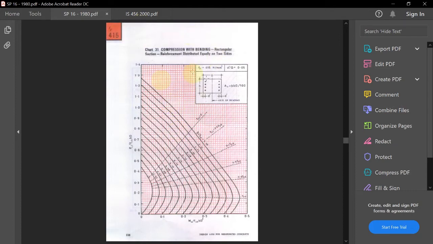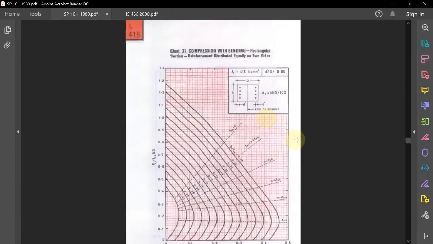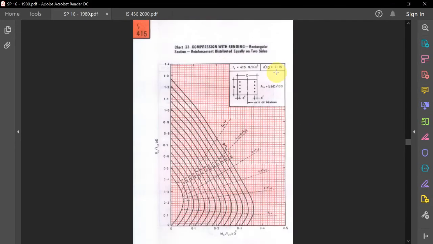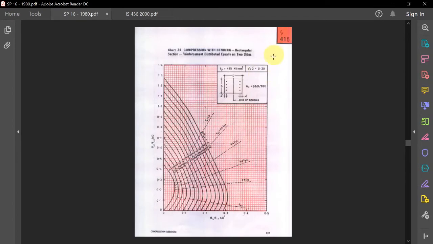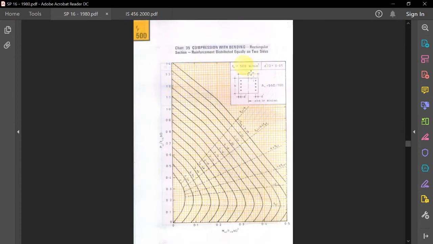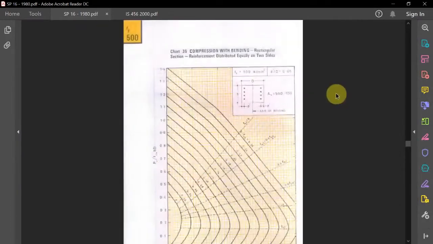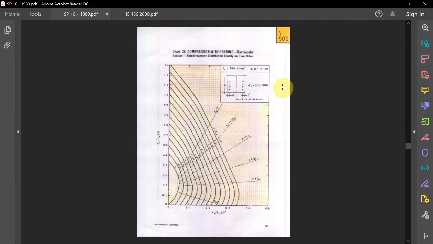So for 415, it again starts from a d dash by capital D ratio of 0.05. Then again Fy 415 with d dash by capital D of 0.1, then 0.15, then 0.2, and after this Fy 500. Fy 500 is given in yellow color. Again it starts with d dash by capital D of 0.05, then 0.1, 0.15 and 0.2. Okay, so I hope you understood how to select a chart. What we have to do in that chart I will explain later.